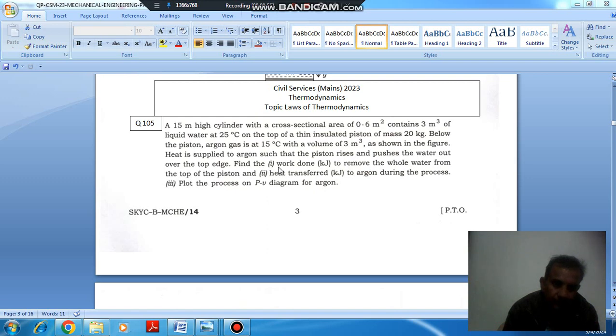1. Find the work done in kilojoules to remove the whole water from the top of the piston. 2. Heat transferred in kilojoules to argon during the process. 3. Plot the process on PV diagram for argon.